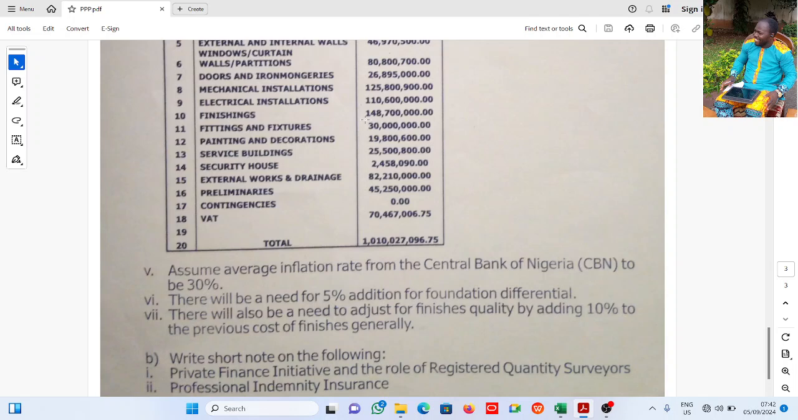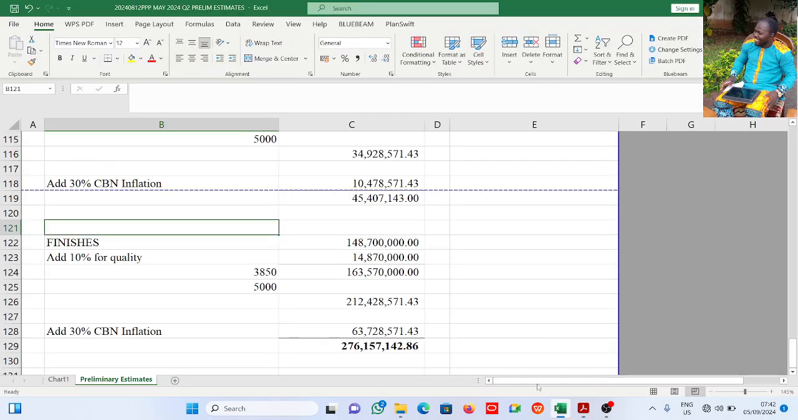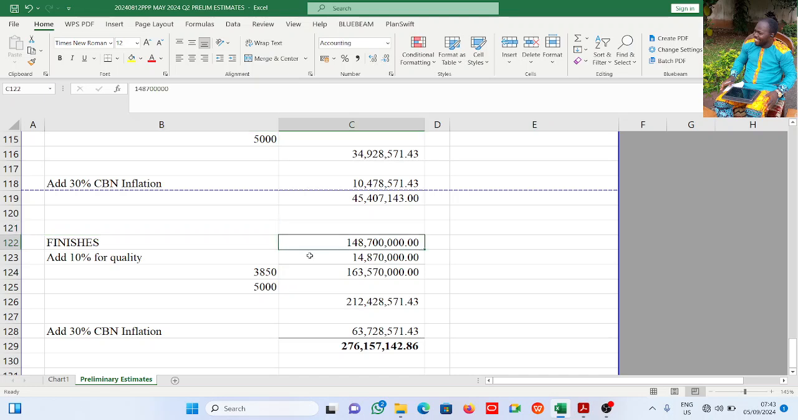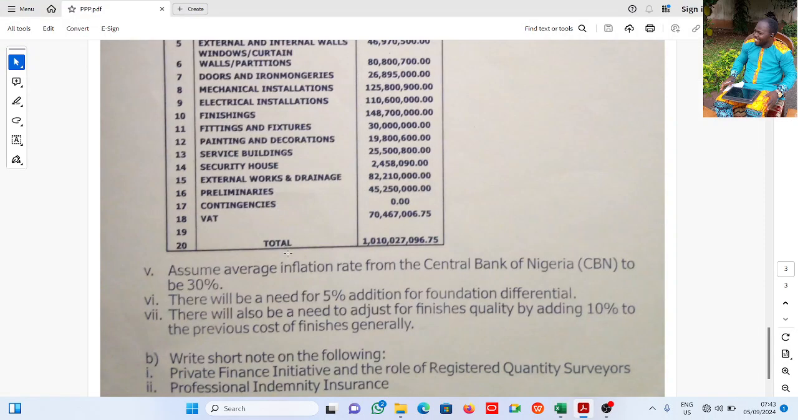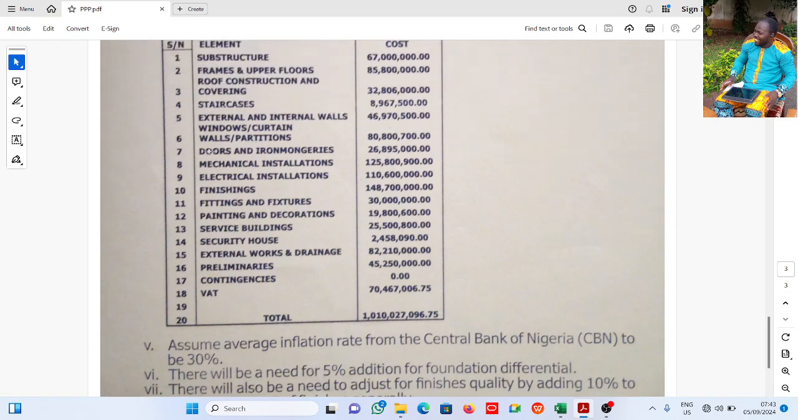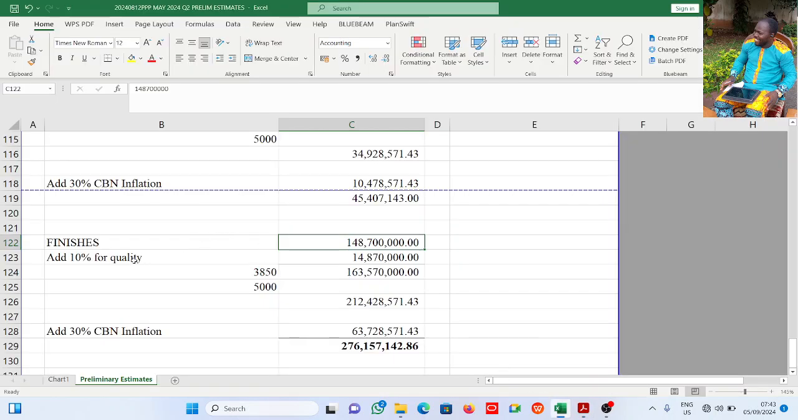10% to the previous cost before we now add our CBN inflation, or before we calculate what the new gross finishes will be. Now see finishes here. It is 148,700,000. That is the question. All right, now add for quality first to the initial cost, which is this 14,870,000.